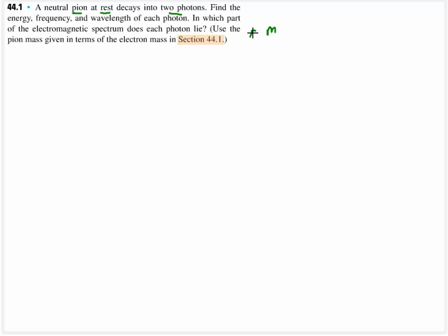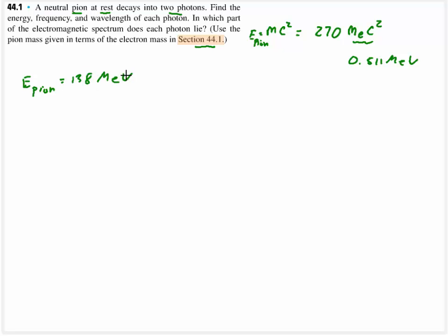so the only energy it's going to have is going to be equal to its rest mass. So the energy of the pion is going to be equal to mass times c squared. And we do know, if you check out the hint, it says look in section 44.1 for the mass of a pion. We know that the mass of a pion is going to be 270 times the rest mass of an electron. So you go ahead and you look this guy up, and it's going to be 0.511 mega electron volts. So the energy up for grabs is going to essentially be 138 mega electron volts.